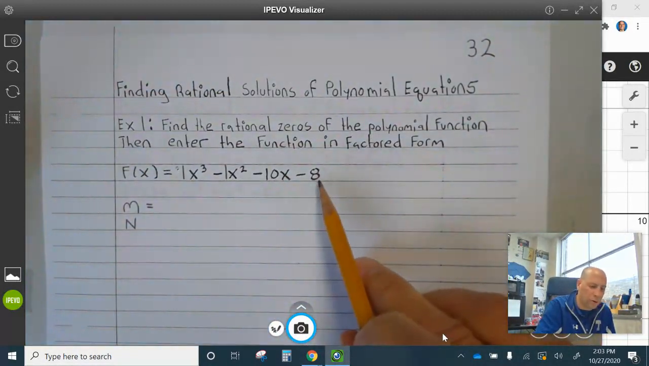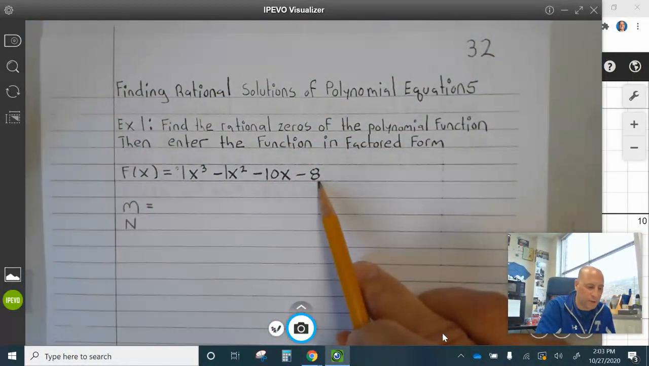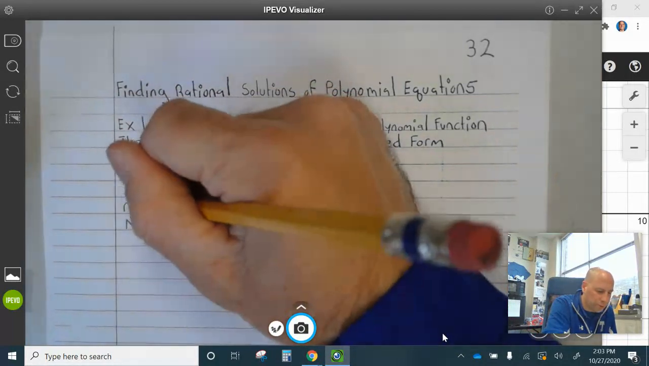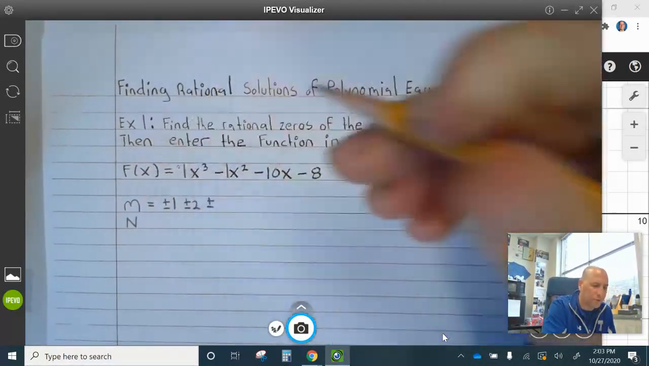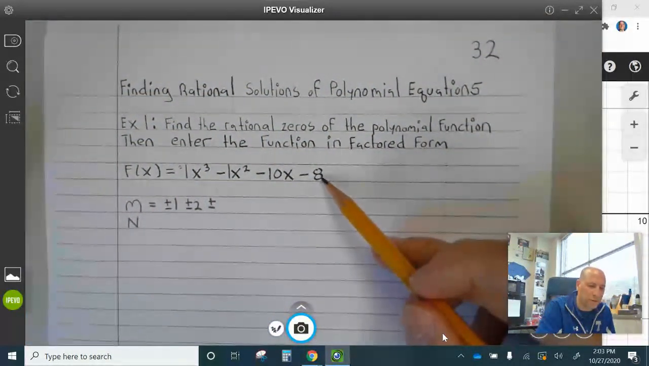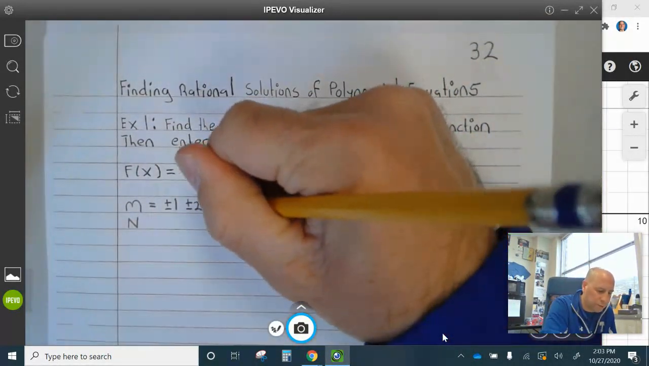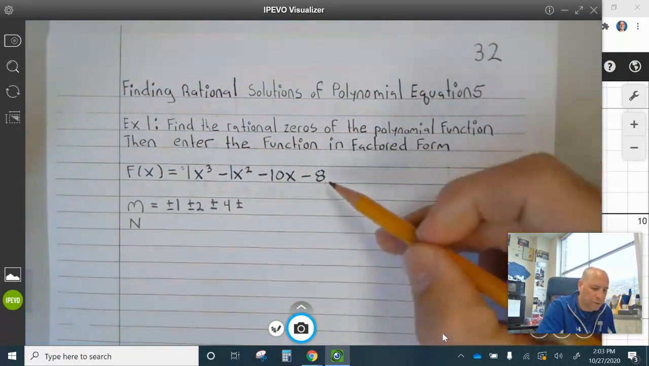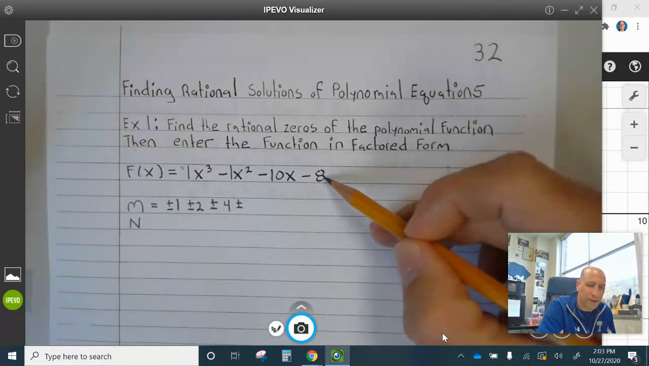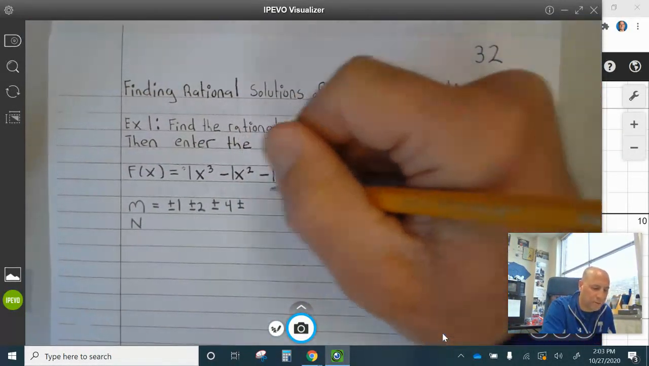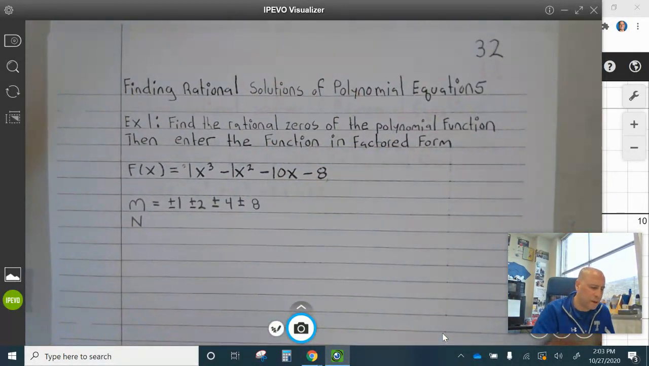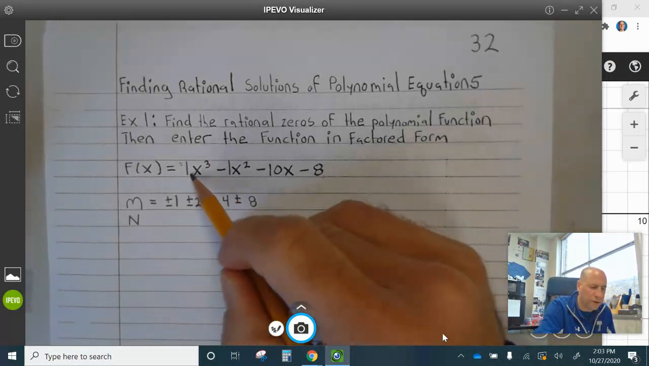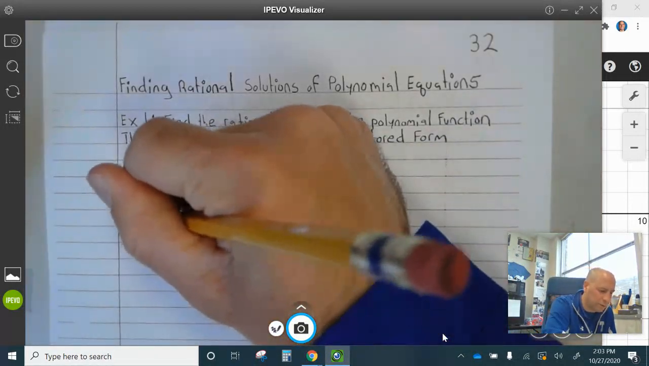Now, m are all the numbers that divide into -8. Those numbers are plus or minus 1, plus or minus 2, plus or minus 3 doesn't work because 3 doesn't divide into 8. 4 works, plus or minus 4. 5 doesn't work because 5 doesn't divide into 8. And then 6 doesn't work, 7, and then the last one is 8 because 8 divides into 8. Now the n values are all the numbers that divide into 1. Well, that's easy. It's just plus or minus 1.